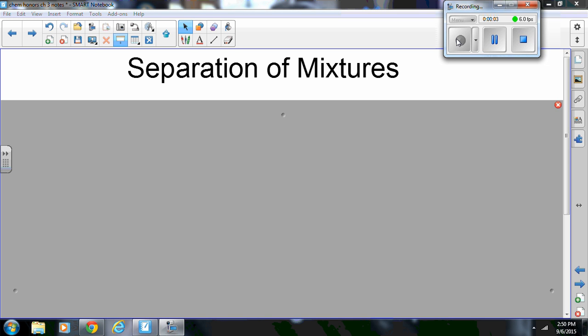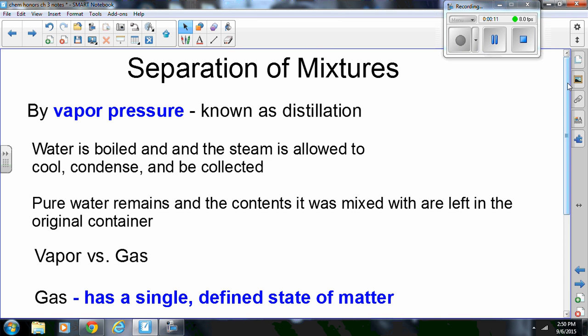Okay, the last thing we need to talk about for Chapter 3 are your lab techniques, the different ways to separate mixtures. Each method has a different way of separating mixtures. So the first method is known as distillation, and distillation uses the property of vapor pressure.